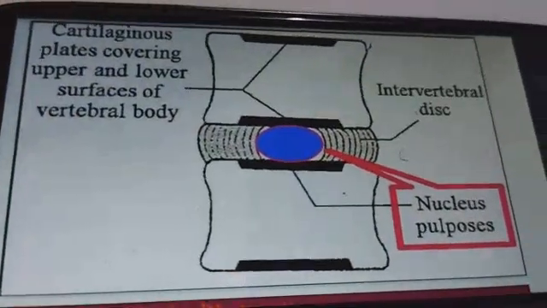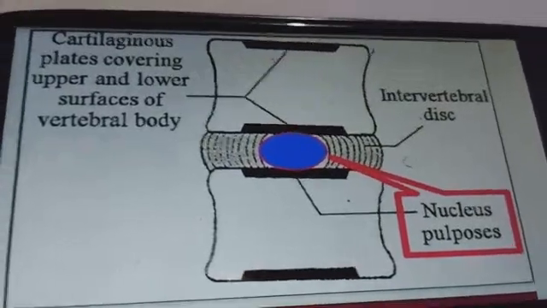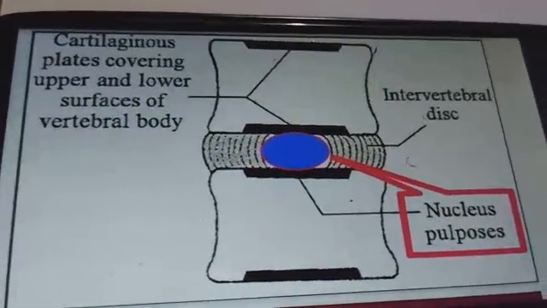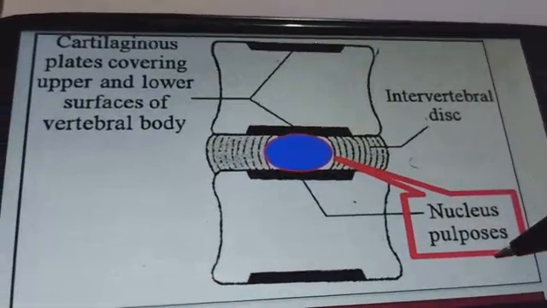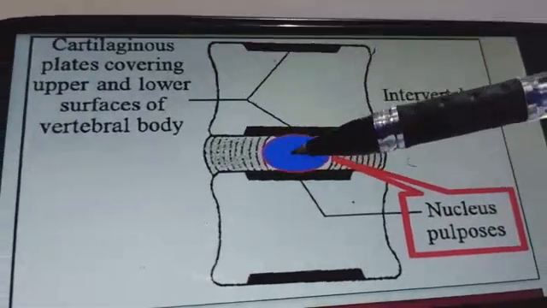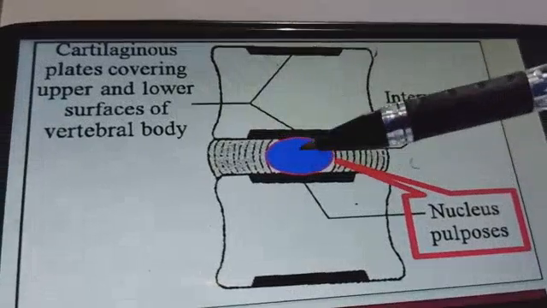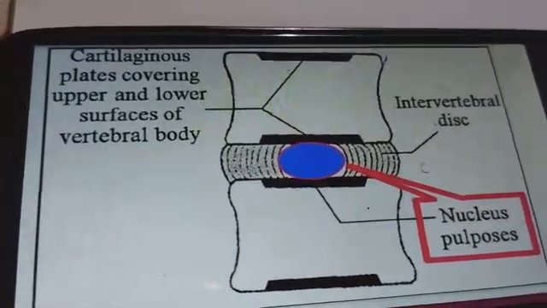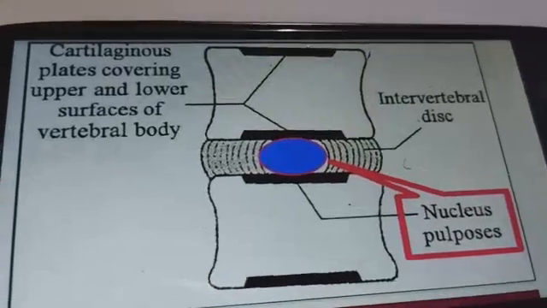The notochord usually disappears, and if it is still present, then the fate of the notochord will be the nucleus pulposus in the intervertebral disc. It will be present as a structure called the nucleus pulposus in the intervertebral disc, but it does not give rise to the vertebral column.